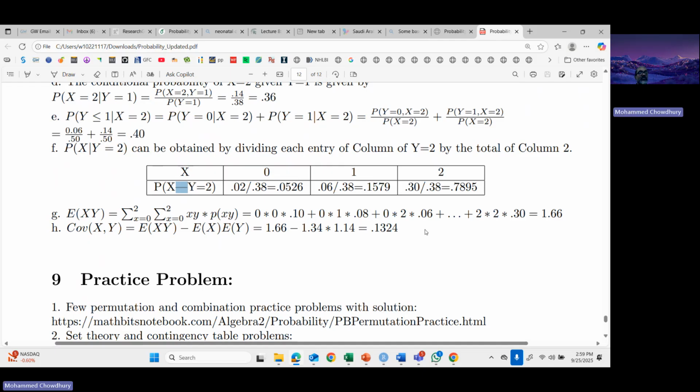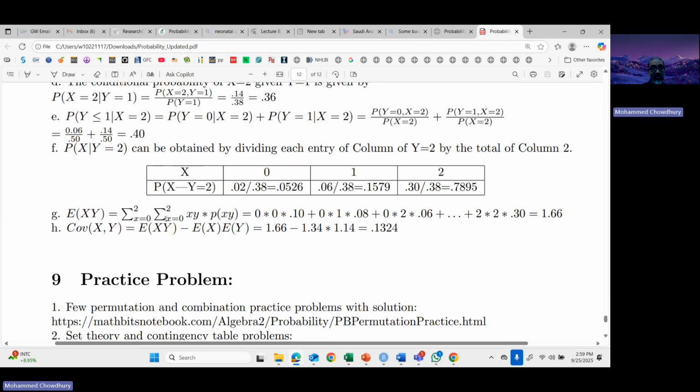Okay. So now I want to find the joint expectation. Joint expectation means the expected value of x and y. X takes value 0 to 2, y takes value 0 to 2. It should be y, it should not be x, okay? It should be y. Take a look, this is the typo. I will fix it tonight and then upload it again, okay?